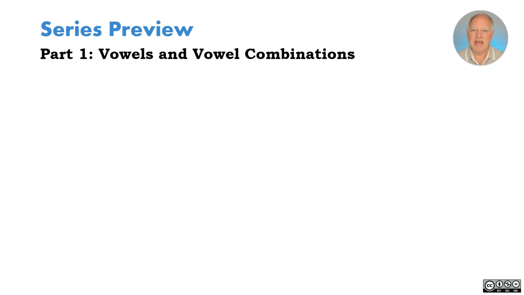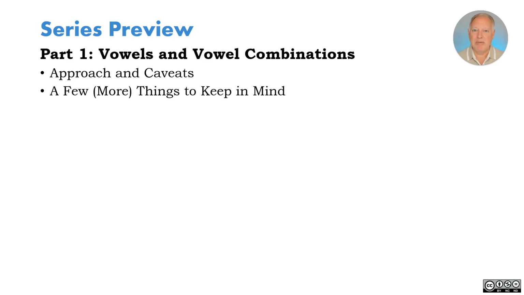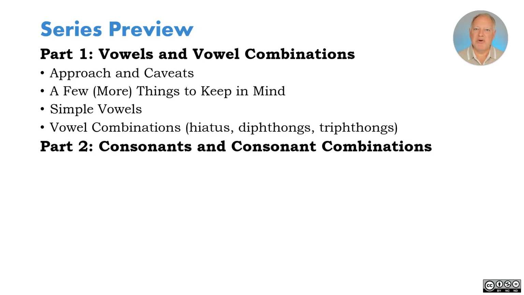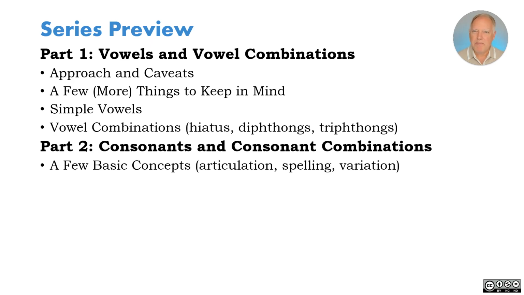All right, so let's preview the content of each of the three lessons. In this lesson, part one, vowels and vowel combinations, I'm going to get into a few more notes on my approach and some caveats, some other things to keep in mind about pronunciation in general and spelling. Then we'll dive into looking at how we pronounce simple vowels and then vowel combinations. In part two, we're going to focus on the consonant letters and consonant sounds of Spanish. I'll cover a few more basics of pronunciation, how we actually produce speech when we talk, and then we'll focus on the consonant letters and sounds.